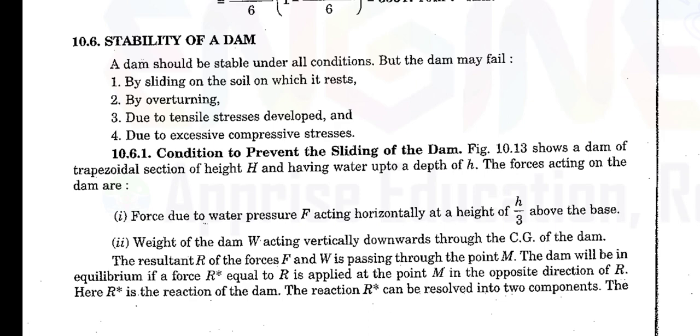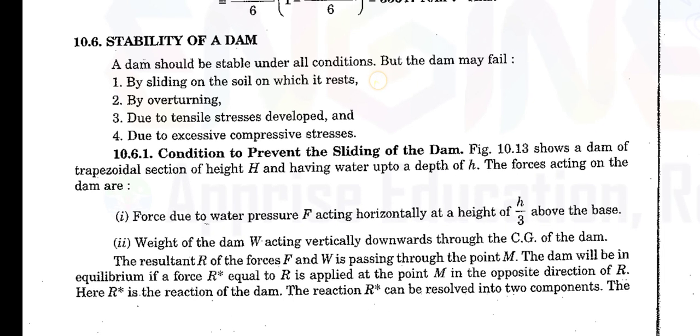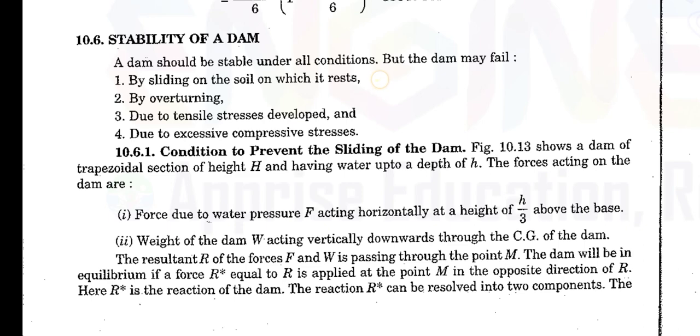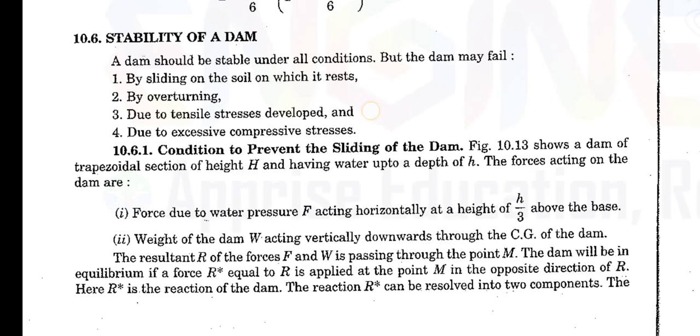You can see that some dams can overturn due to the excess horizontal force. Sliding happens when the overall weight of the dam is more and the soil is very weak. Then due to the tensile stress developed, concrete is not strong enough, it cannot take more tension, so we have to reduce tension as much as possible. And then due to excessive compressive stress, on the other side there should be no excessive compressive stress. So these are the four conditions at which a dam may fail.